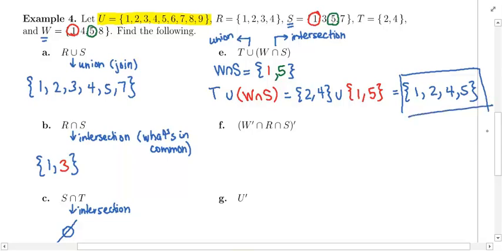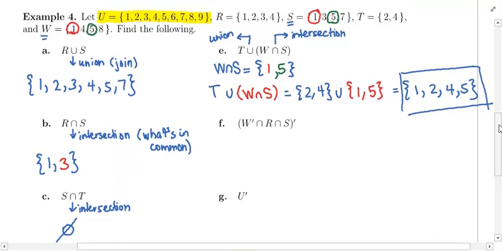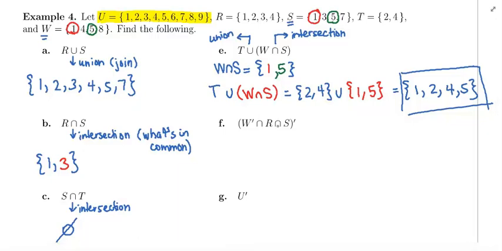Okay, moving on to F. F also involves 3 sets. We see some intersection going on, and we see complements going on. So let's start. First thing I'm going to find is W complement, because remember, you have to follow the order of operations by doing what's in parentheses first. If I look inside the parentheses, it's a lot of intersection. We have three sets inside the parentheses: W complement, R, and S. We're going to have to do almost like a triple intersection. We're going to have to pull out what's common to all three sets.